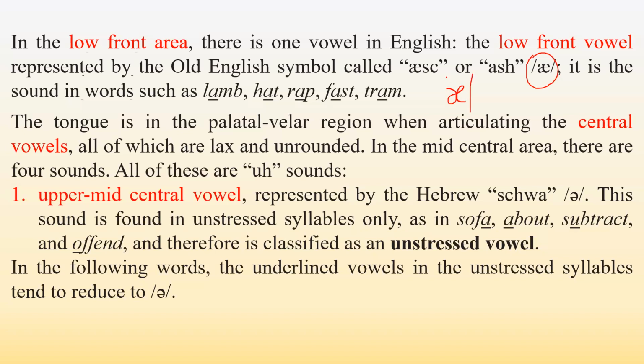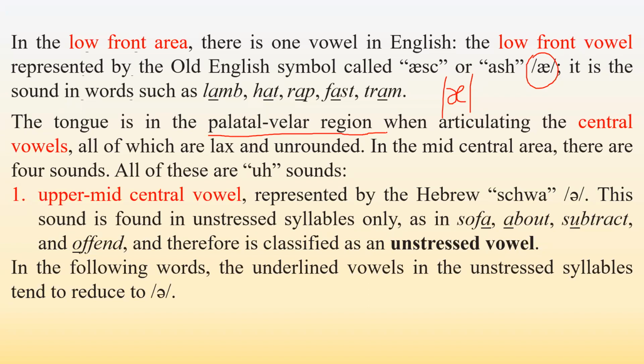Quite easy to write the symbol. Okay, a. It is a low front vowel. And if we just talk about the central vowels, the tongue is in the palatal-velar region. As we have finished our discussion on consonant sound production, when you see these words, you should understand what we mean by them, right? The tongue is in the palatal-velar region when articulating the central vowels.